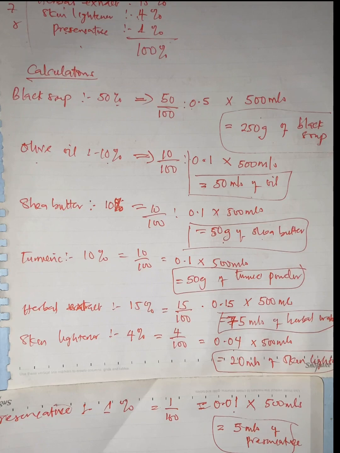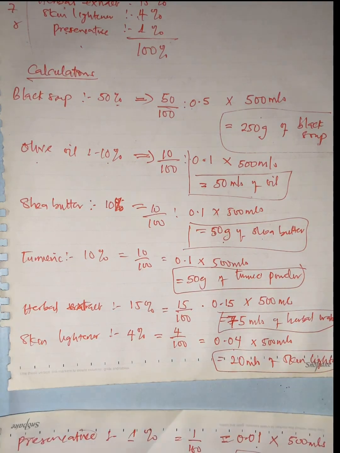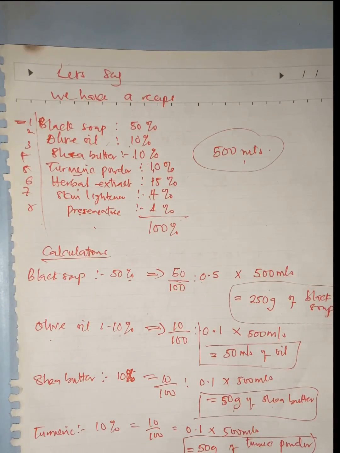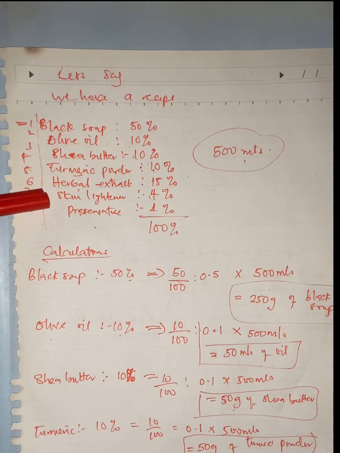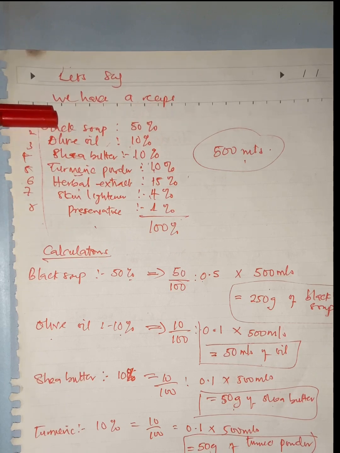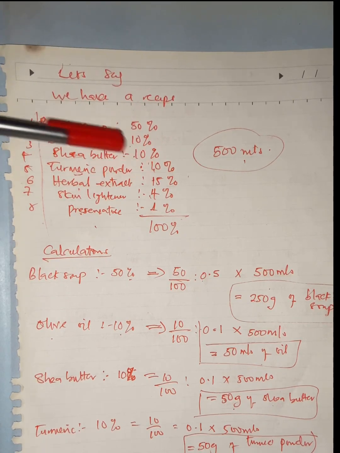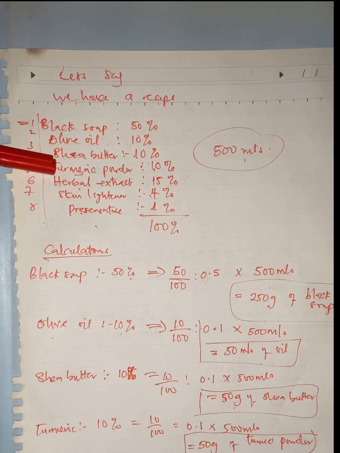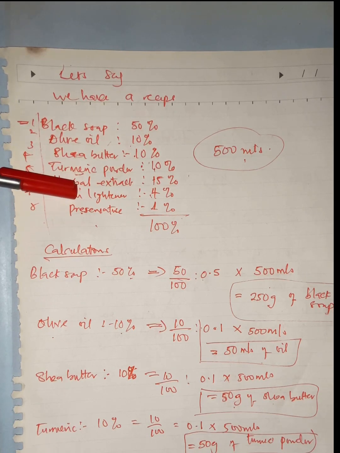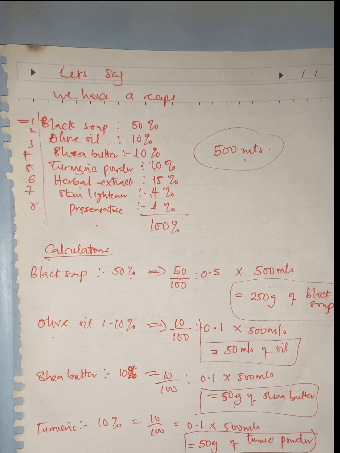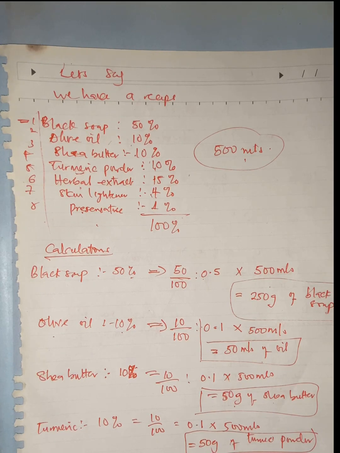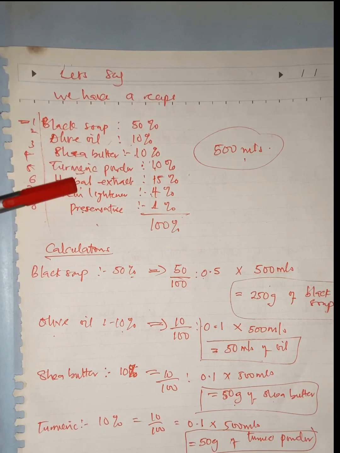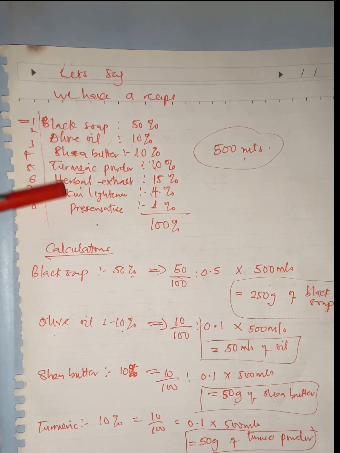Now, let me explain this better for you guys. So let me start from the beginning. We are given this recipe to make: 50% black soap, 10% olive oil, 10% shea butter, 10% turmeric powder, 15% herbal extract, 4% skin lightener, 1% preservative. That is the recipe we were given, and we are asked to make 500 mils of black soap using this recipe.